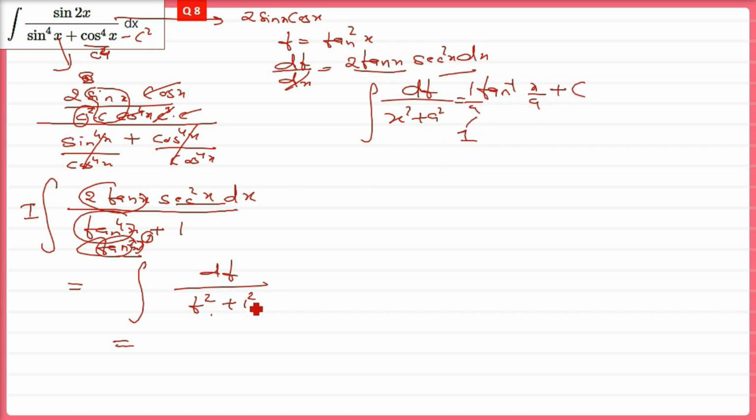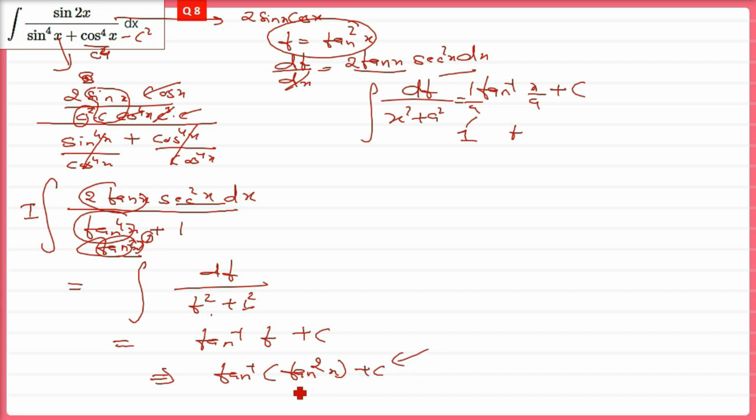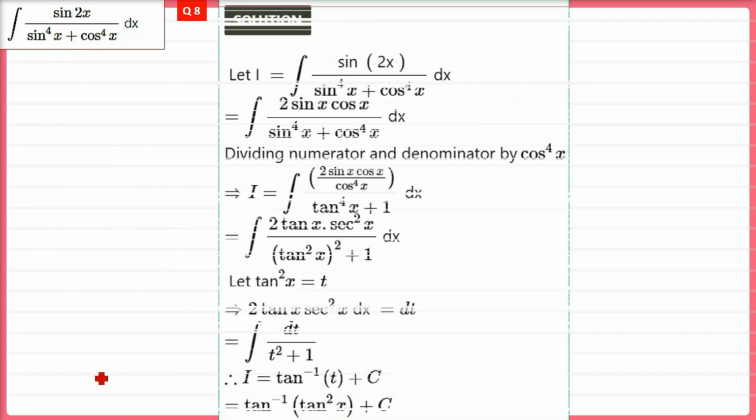A is 1 and x is of course t, which will eventually be taken over by tan square x. So we have tan inverse t, because a is 1, so we don't worry about 1. Now t has to be changed to tan square x. So tan inverse tan square x here plus a constant of integration. This is your final result. Now you see here, there are many things which I showed you, but these steps have to be very clean so that the examiner understands what you have done.